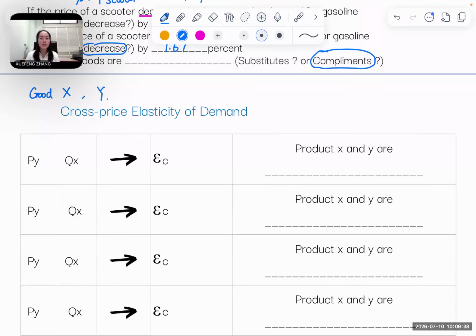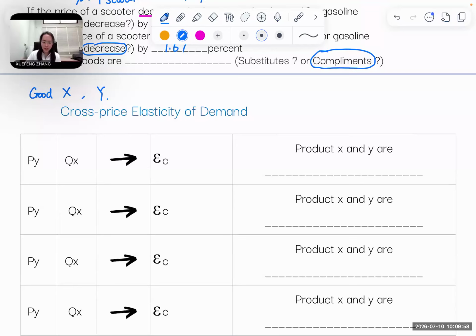We have two goods here, X and Y. PY means price of Y. QX means quantity of X. So here, price of Y changes, quantity of X responds, and you tell me, are they substitutes or complements, okay?